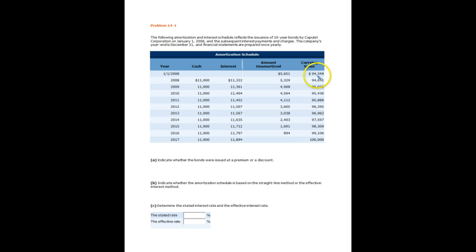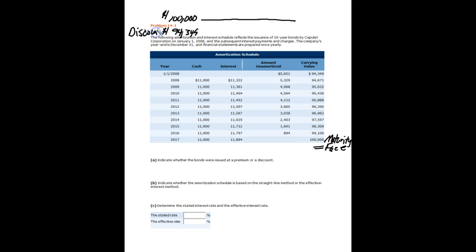So we can see that the bonds were issued at $94,349 and then that grew to $100,000. So the $100,000 at the end of the life of the bond, the maturity value is always going to equal its face value. So the maturity value will equal the face amount. And let's talk about that just briefly. So what we're seeing here is that there is a $100,000 face amount. And these bonds were actually issued at a discount down here at $94,349. So they were issued at a discount.